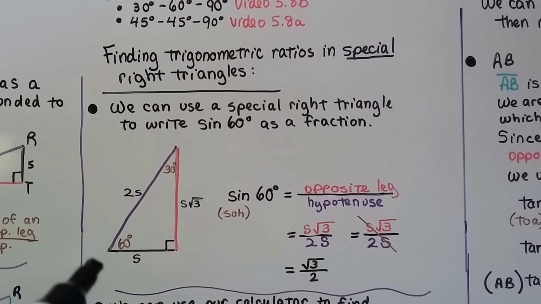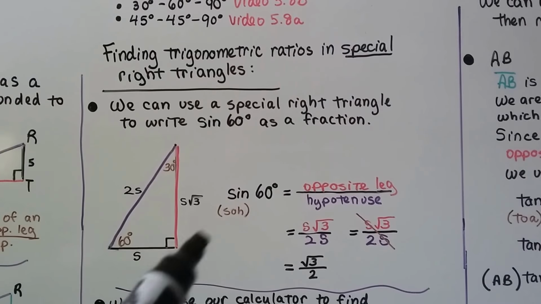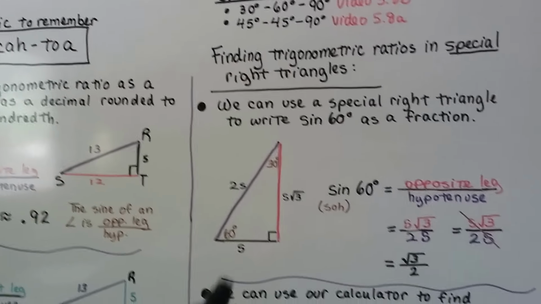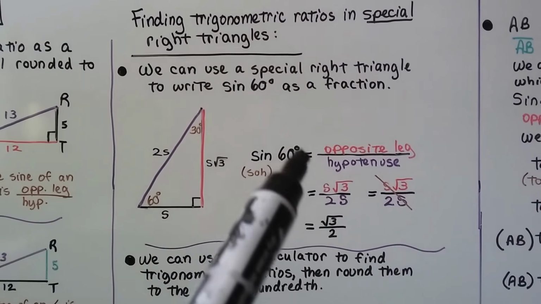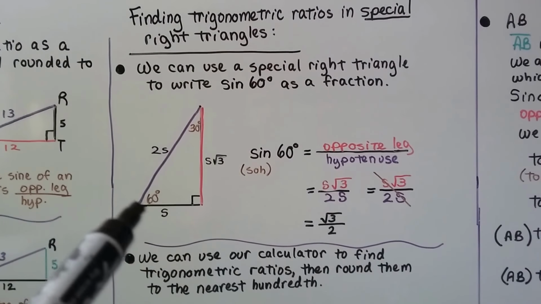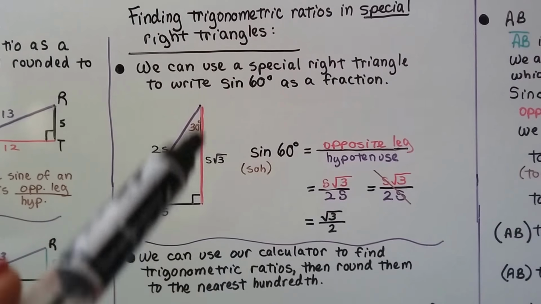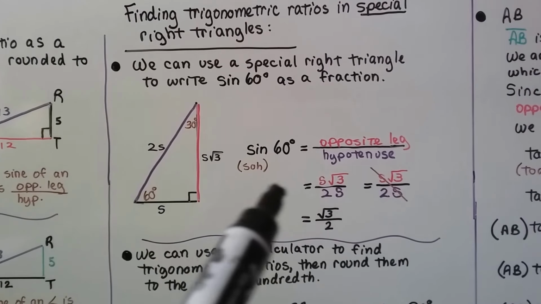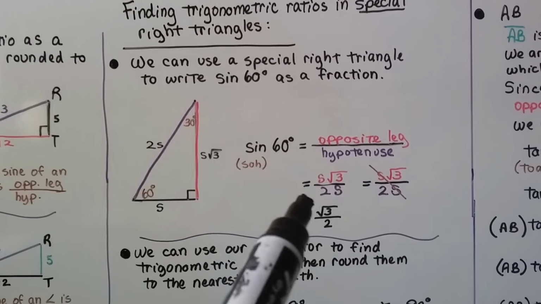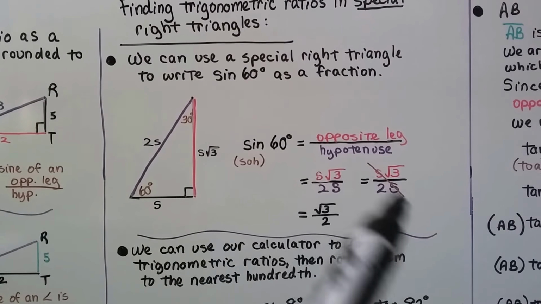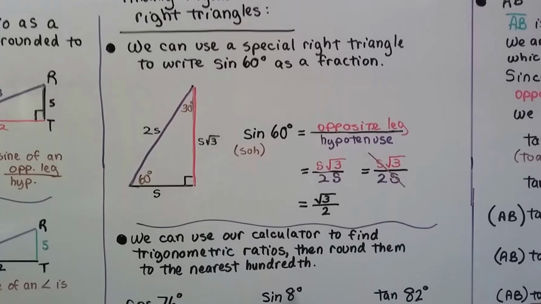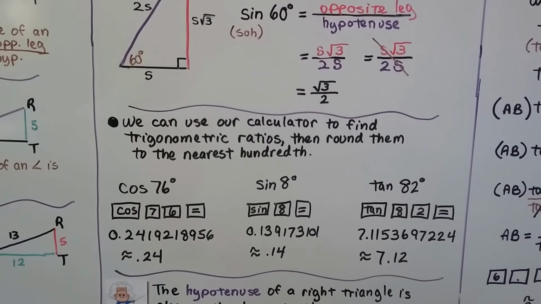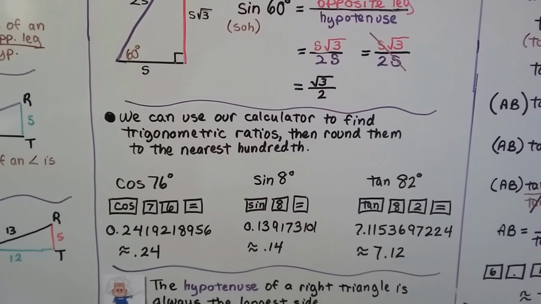And the sine of 60 degrees, it's sine, so we're going to use the So in Soh-Cah-Toa. So we need the opposite leg over the hypotenuse. So from the 60 degree angle, the opposite leg is s square root of 3, and the hypotenuse is 2s. So we have s square root of 3 over 2s. Well, this s and this s cancel out as a 1, so we're left with square root of 3 over 2.